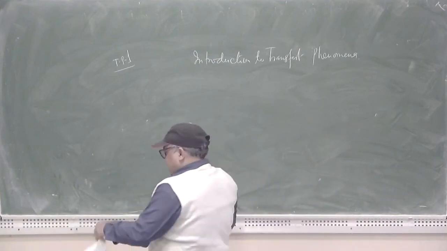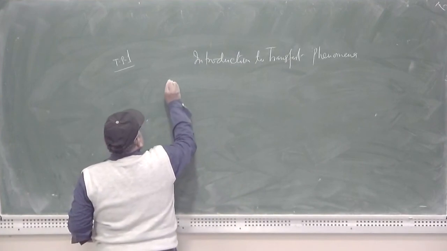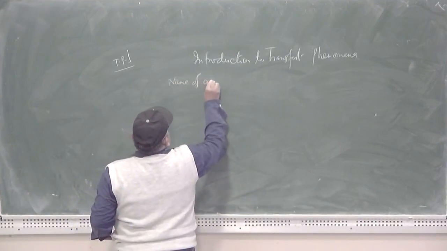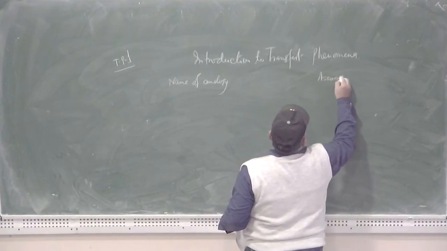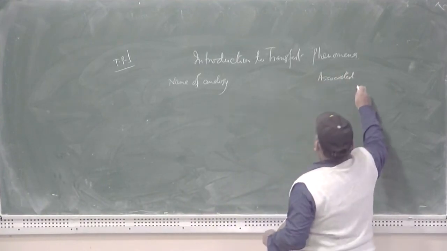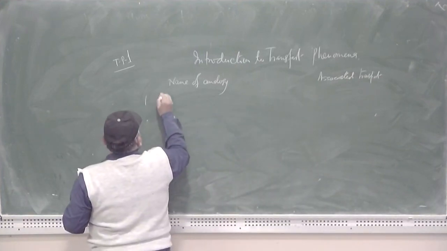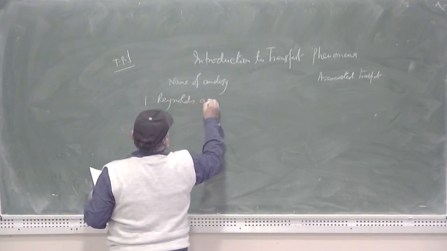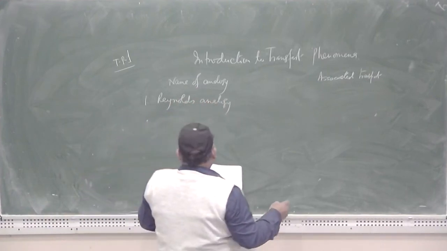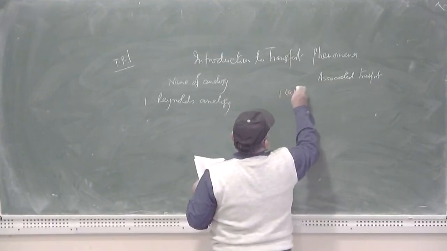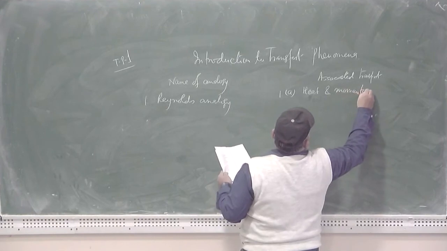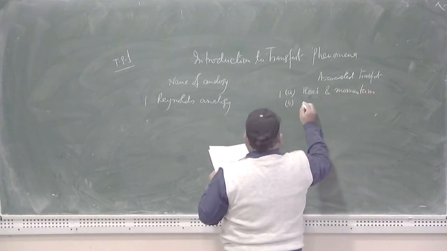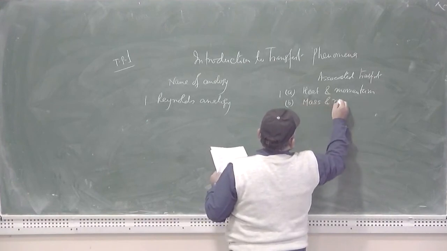The very first and foremost analogy is called the Reynolds analogy. So, in a tabular form: name of analogy and the associated transport. First is the Reynolds analogy. The associated transport is heat and momentum in the first Reynolds analogy. Another analogy has been developed also, where there is an analogy between mass and momentum transfer.